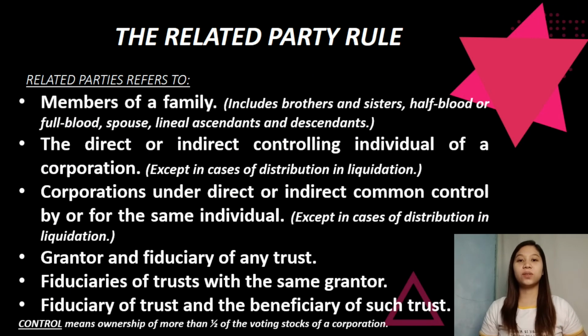Related parties refer to members of a family. This includes brothers and sisters, half-blood or full-blood, spouse, lineal ascendants and descendants. Next, the direct or indirect controlling individual of a corporation, except in cases of distribution in liquidation. A controlling individual means those who have an ownership of more than one half of the voting stocks of a corporation. Next, corporations under direct or indirect common control by or for the same individual, except in cases of distribution in liquidation. Grantor and fiduciary of any trust.